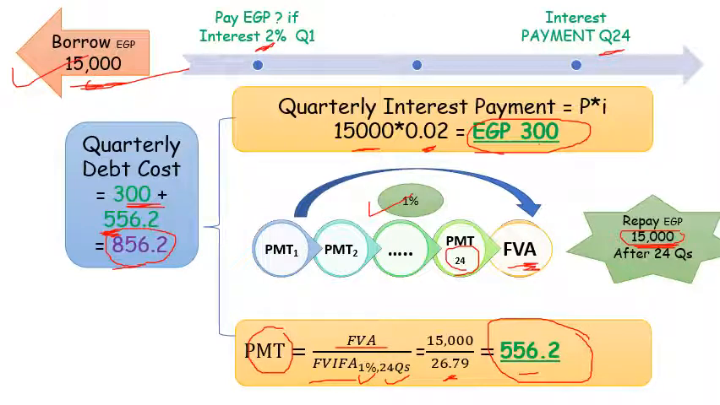Summation of the interest payment and the periodic deposits is called debt cost, or periodic debt cost. In other words, periodic debt cost is the summation of periodic interest payment and periodic deposits in the sinking fund.